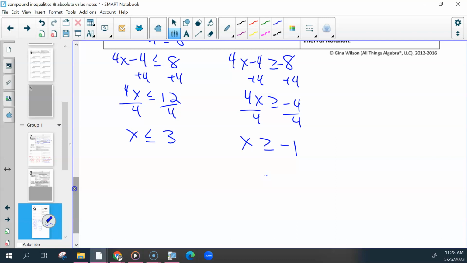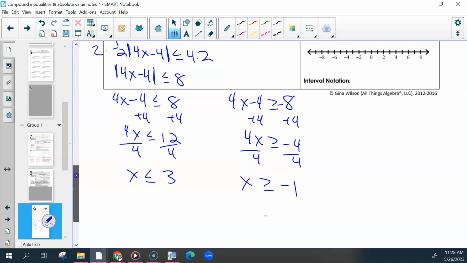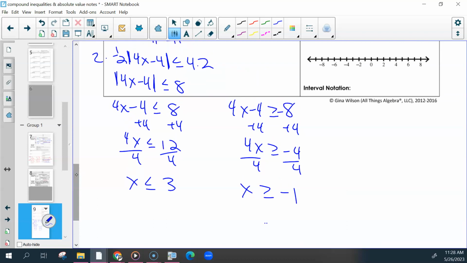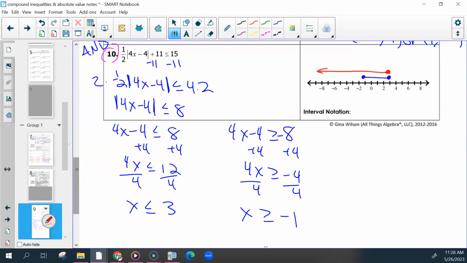Because we said this was an and, these should graph together, starting at the lowest, negative 1, and ending at the highest, 3. There's a line in between. But if you weren't sure, you could graph them both. X is less than or equal to positive 3 would be closed, going to the left. X is greater than or equal to negative 1 would be closed, going to the right. You can see where they overlap. So these would both be brackets, negative 1, 3.